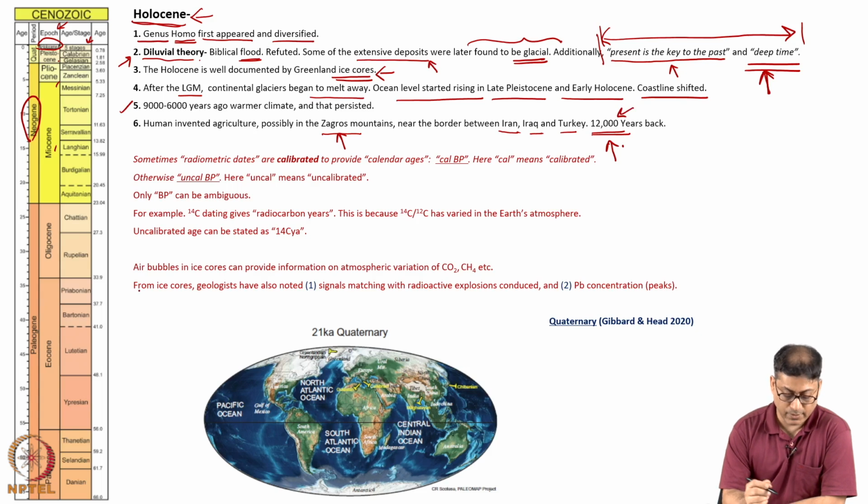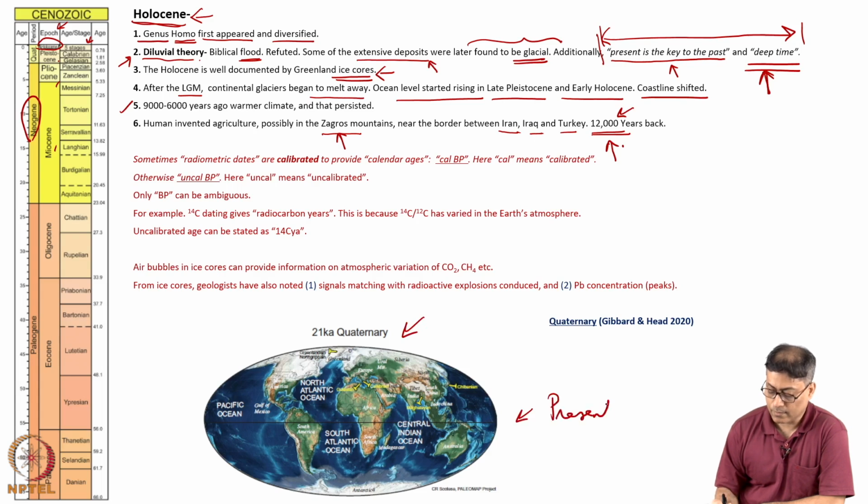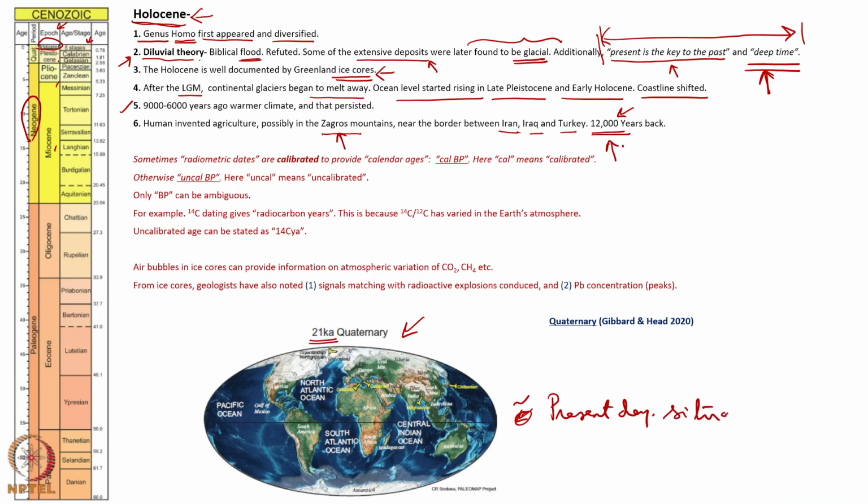Now, that the Holocene has been covered and is a Quaternary time, I have shown the present day configuration. 21 kilo year, 1000 years back. So, it's almost nearly the present day situation. Paleogeography: we note that the Tethys Ocean has vanished. What was earlier the Tethys Ocean got squeezed and is not recognized as an ocean at present.